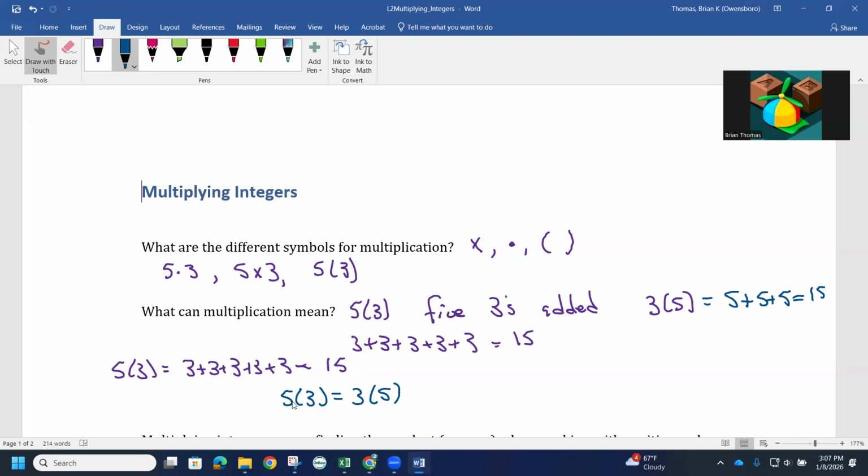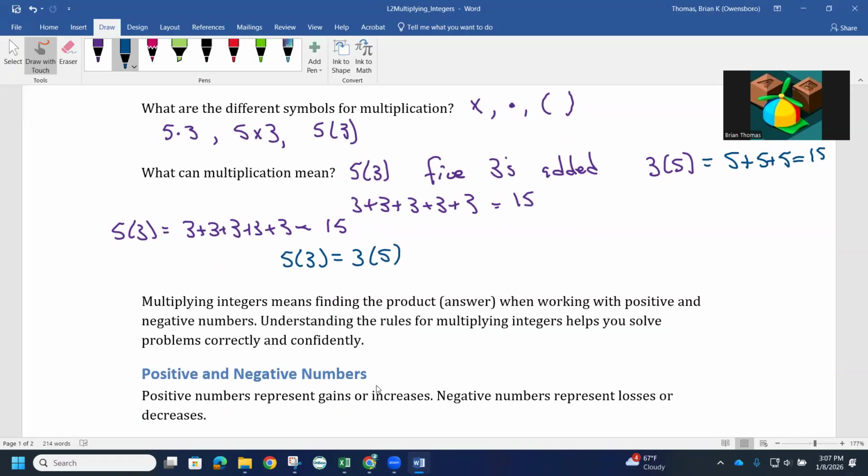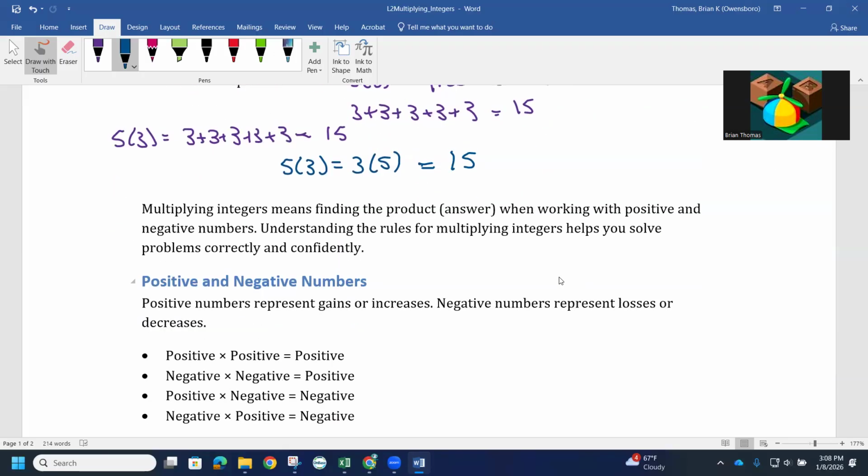But mathematically, 5 times 3 means 5 threes added together. 3 times 5 is 3 fives added together. But in the end, the result is the same. So again, multiplying integers means you're finding the product. So if I do this, the product would be 15. That's the answer. So in working with positive and negative numbers, you have to understand there are some rules that we need to pay attention to, because integers, like I said, are going to be working with positive and negative numbers.